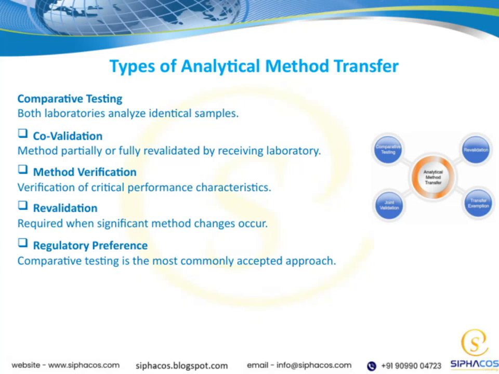When we talk about transferring analytical methods, there are a few key types to keep in mind. Comparative testing means both labs analyze the exact same samples, side by side. Co-validation involves the receiving lab partially or fully revalidating the method. Method verification focuses on confirming critical performance characteristics, and revalidation is necessary whenever there are significant changes to the method. Of all these, regulatory bodies tend to prefer comparative testing the most. It's the most widely accepted approach.